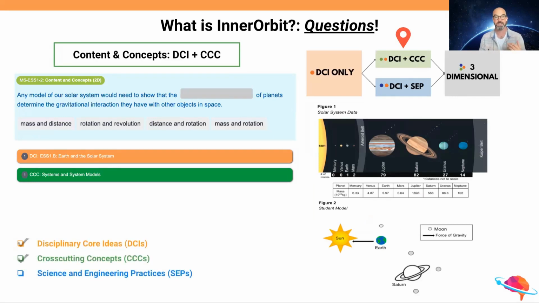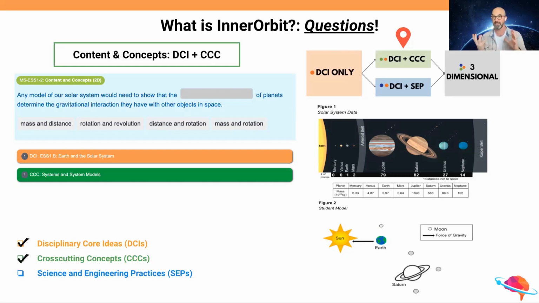So this does not ask about the actual visual model. It's asking about the components of that model, which is why it's hitting systems and system models, not developing and using models. And that's our two-dimensional question on the cross-cutting concept and the DCI, to get an idea of whether students can apply their understanding of components of a model rather than that visual representation of a model, which is what the SEP question is. And these are tricky questions because it is difficult to try to write questions on developing and using models and system models. So this is an example of how we articulate that.